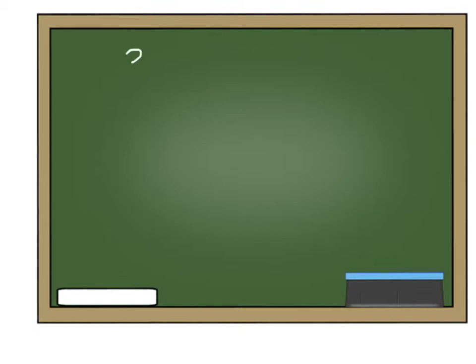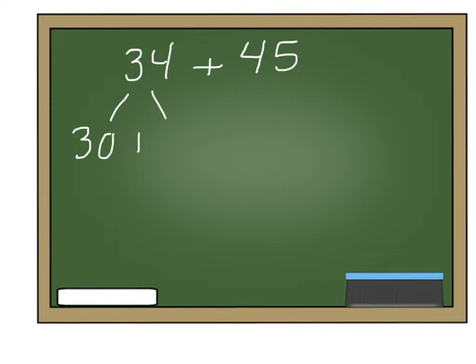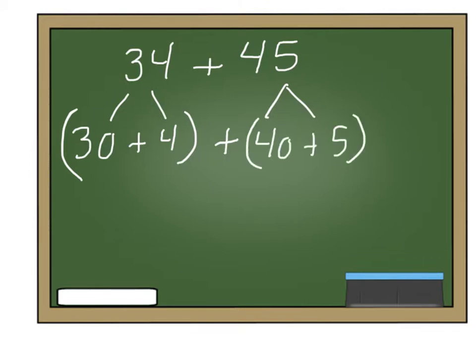If I am given the problem 34 plus 45, and I am asked to solve this using what we know about number bonds, place value, and expanded form, I could break my 34 into 30 plus 4. That's what expanded form looks like. And I can break the 45 into 40 plus 5, again, written in the expanded form.